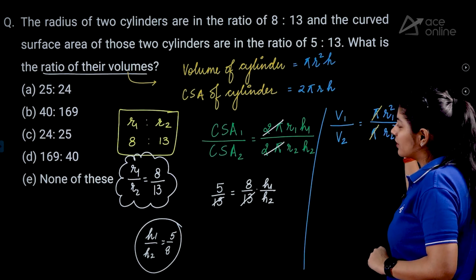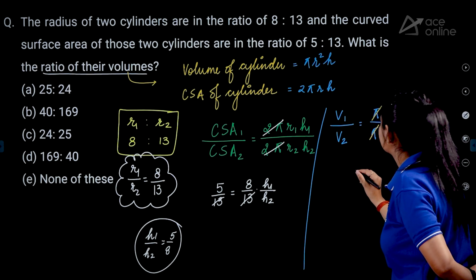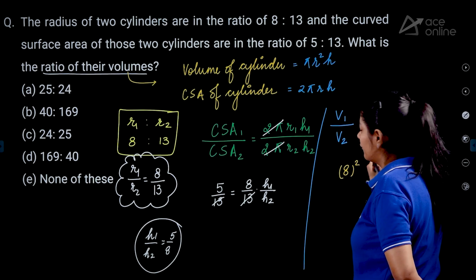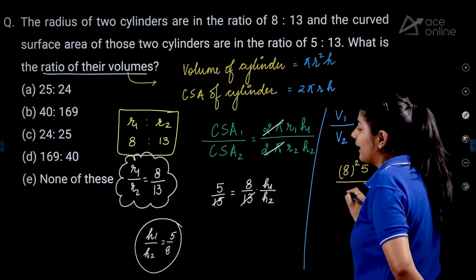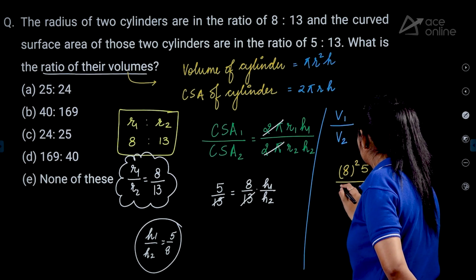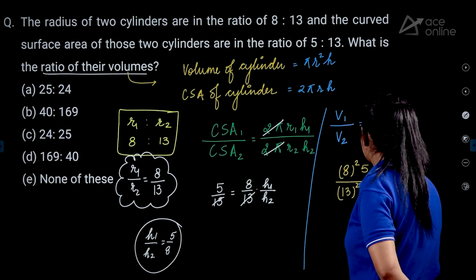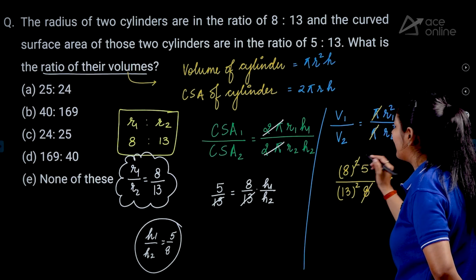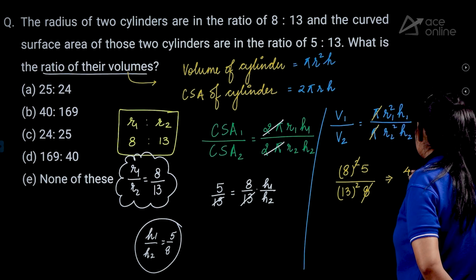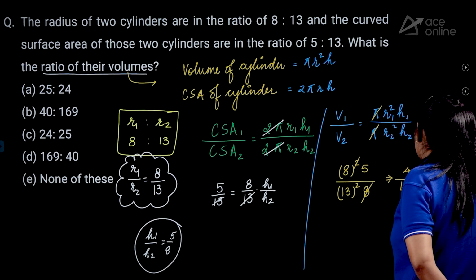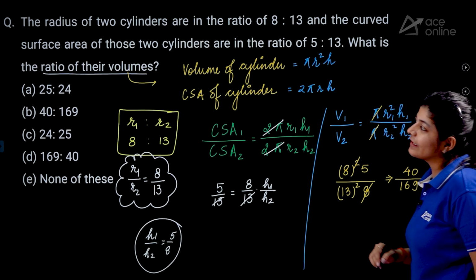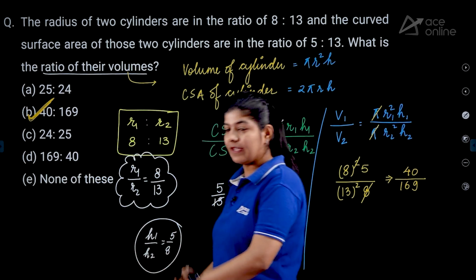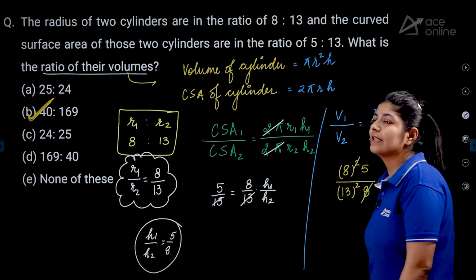So here the ratio square that we are having is 8 square into 5 divided by 13 square divided by 8. This is what we are having, right? So here we can simply eliminate this 8 by this one. In the numerator we are having 40 and in the denominator we are having 169. Do we have that in our option? Yes. So basically we can say that option number B is the correct one.